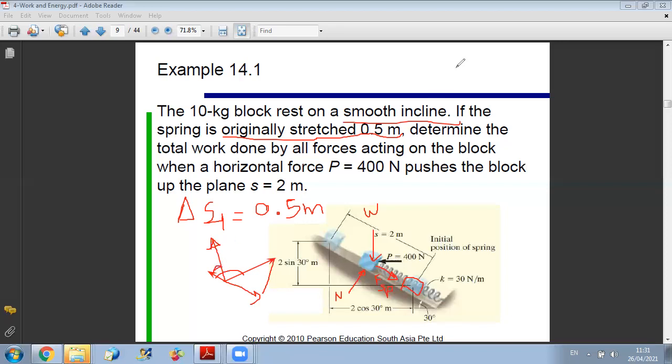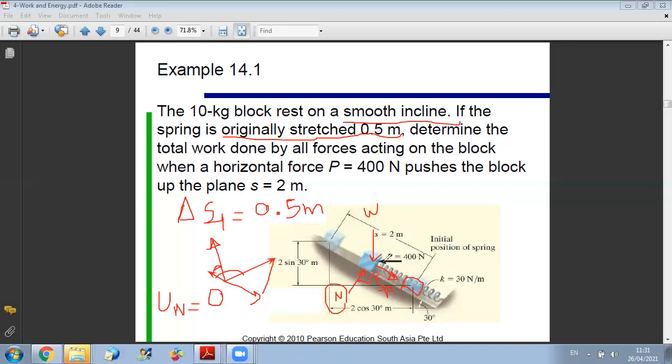Now, let us start with work of each force. The easiest one is the normal. The normal is perpendicular to motion, so work of the normal is 0. So we are done now with the normal.